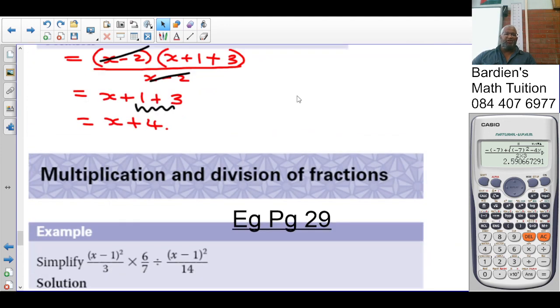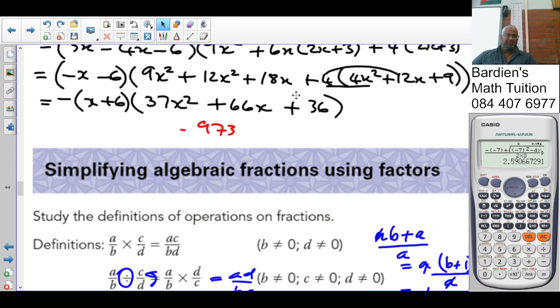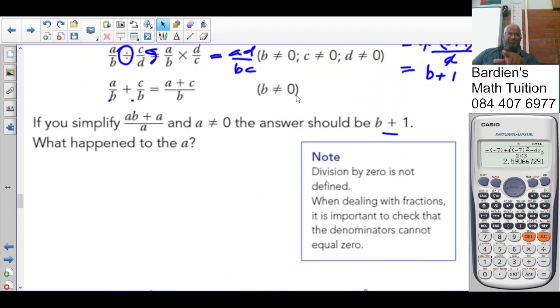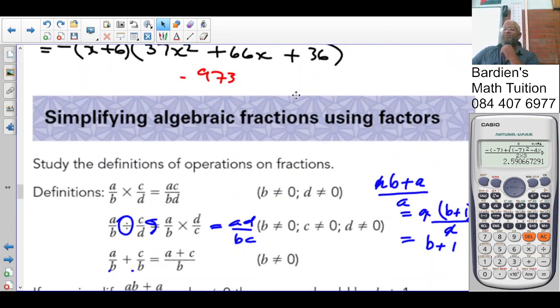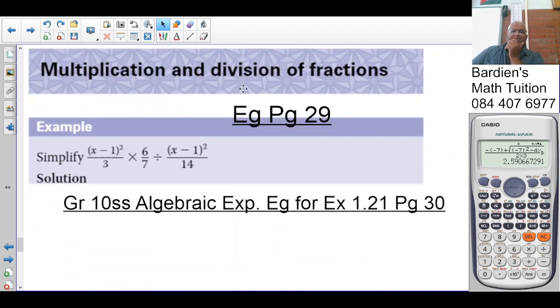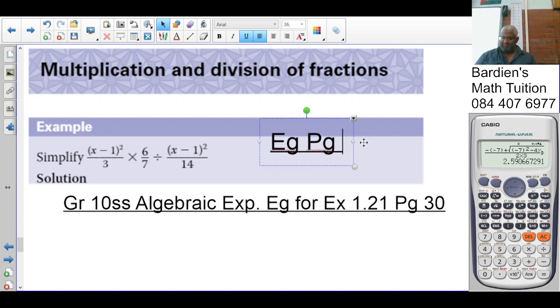So now, yesterday we looked at addition and subtraction, correct? Is that correct? Well, no, we looked at simplifying fractions, simplifying algebraic fractions using factors. No? So today we're going to look at multiplication and division of fractions. We're looking at the example on page 31. Alright, let's go to 31.